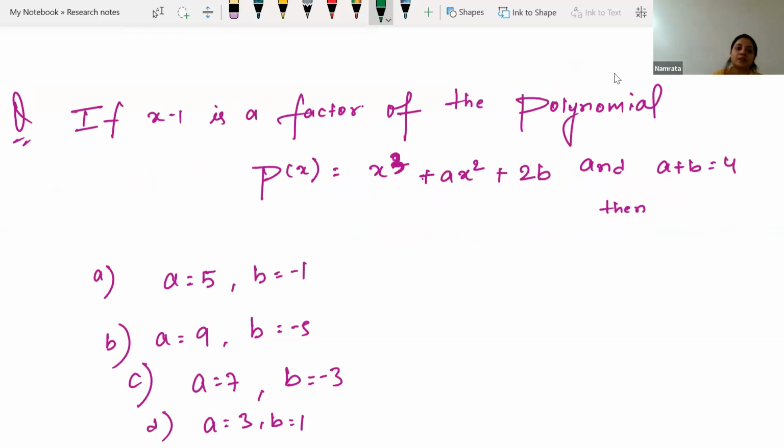Let's do it. So here it says x minus 1 is a factor. If it is a factor, then whatever zero we get from x minus 1, the x value will be 1. Zero of x minus 1 means x minus 1 is equal to 0, and that will give x value as 1. We take the divisor's zero, substitute it in our polynomial, and the remainder will be 0.